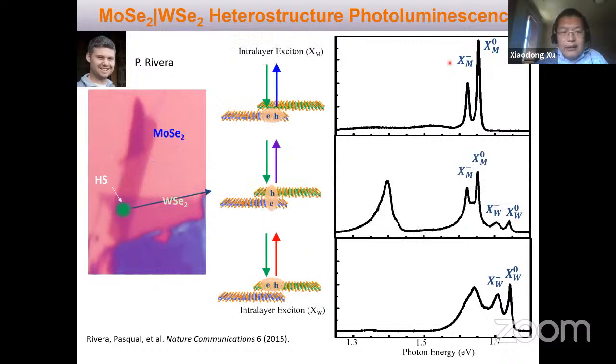Then when we shine light on the heterostructure area, we see these four peaks, which resemble the excitons from the individual monolayers. Then we see this interlayer exciton feature at lower energy, right? This is coming from electron-hole recombination in opposite layers.